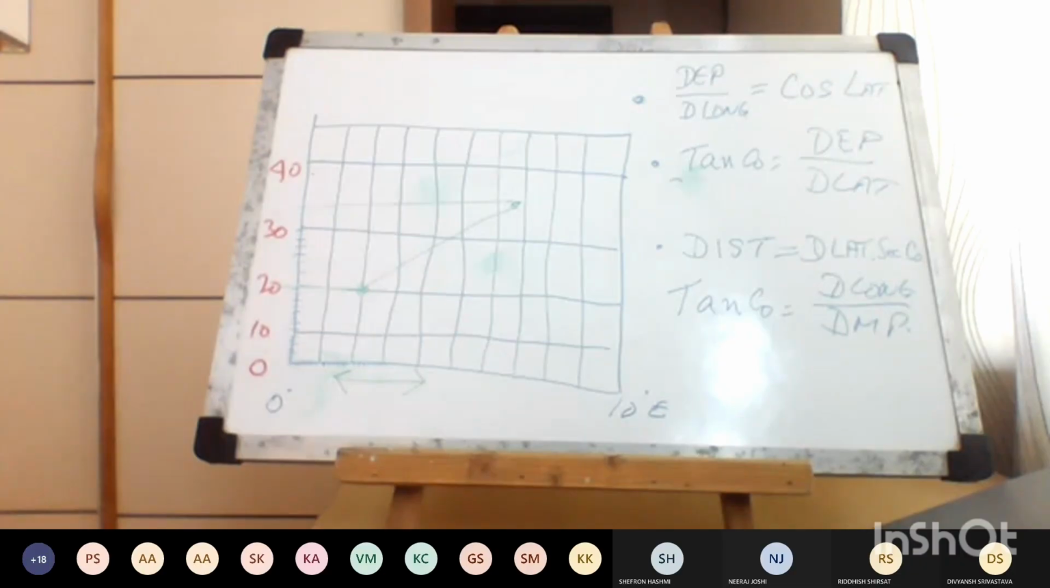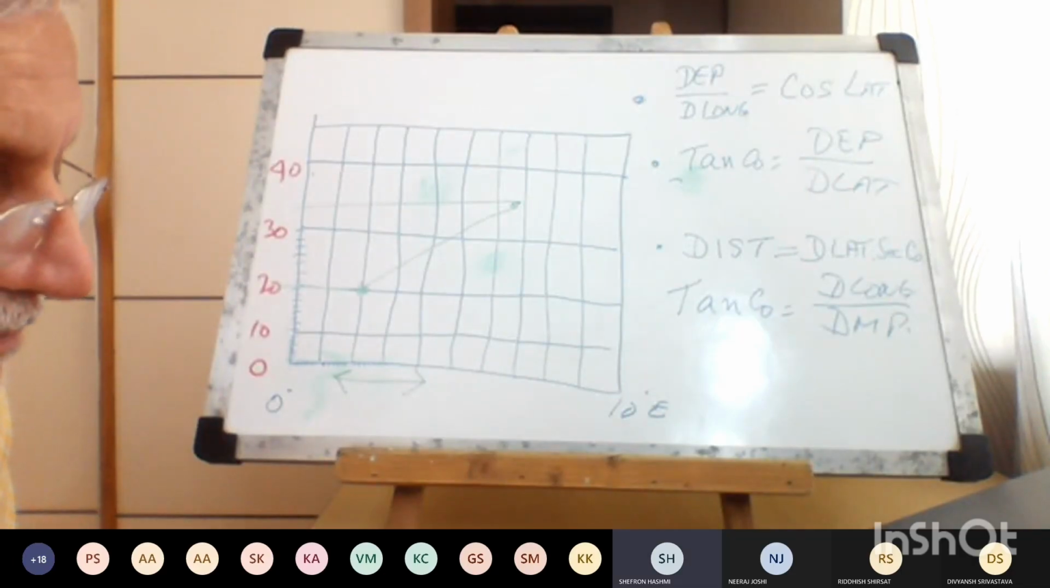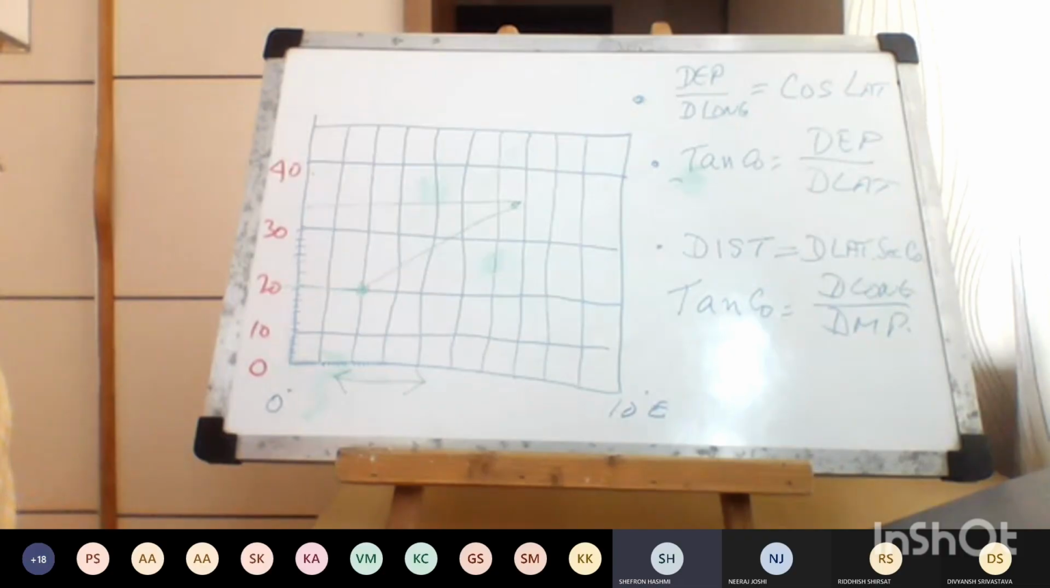So gentlemen, any questions so far in the small introduction that we have had? I'll be closing this introduction now and I will be starting solar system. Sir, we should use latitude scale to measure distances. Yeah, distance is always measured on the latitude scale.